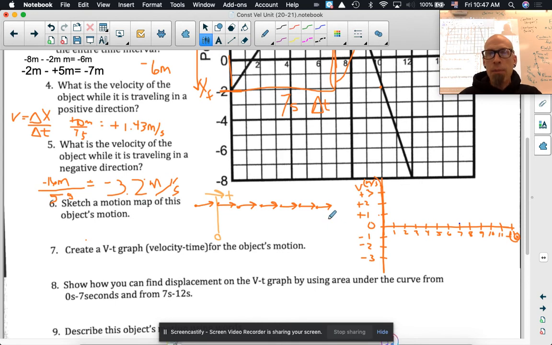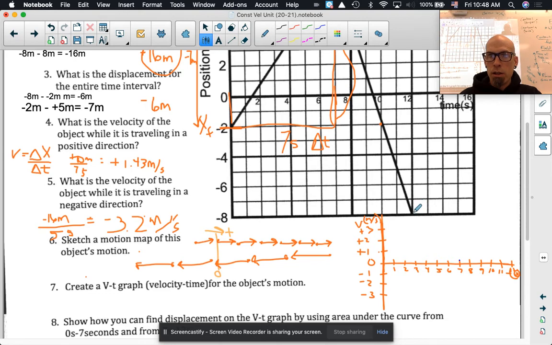So now how many arrows do I get there? 5, because that took 5 seconds. So now I got to do 1, 2, 3, 4, and the last one, 5. Now notice what happens here. Where does my last arrow end? Further negative out here, further negative than where the first one started. Is that what the graph shows? Yeah. Down here, that's further negative than where we started, which the motion map agrees.